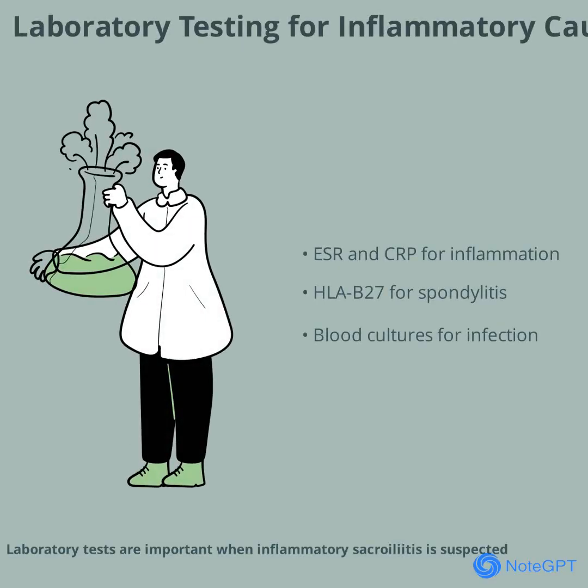Laboratory tests are important when inflammatory sacroiliitis is suspected. Markers like erythrocyte sedimentation rate, ESR, and C-reactive protein, CRP, can indicate systemic inflammation. HLA-B27 testing supports the diagnosis of ankylosing spondylitis, while blood cultures may be necessary if infection is a concern. These tests help differentiate between mechanical and inflammatory causes, guiding the choice of therapy and referral to appropriate specialists.